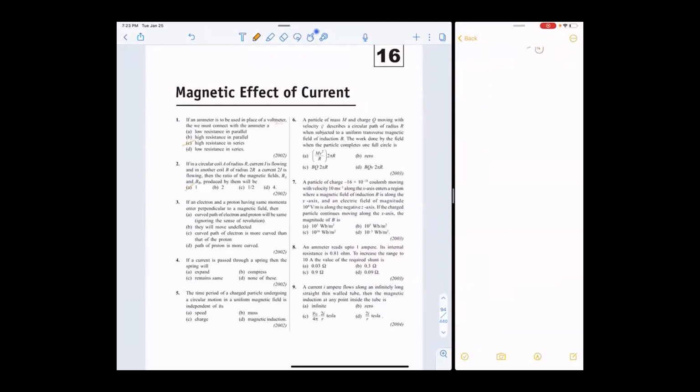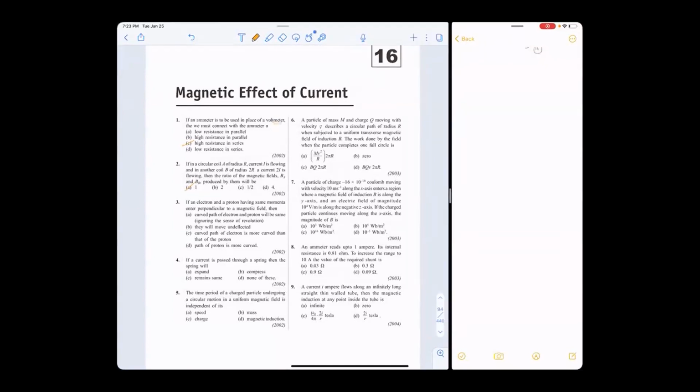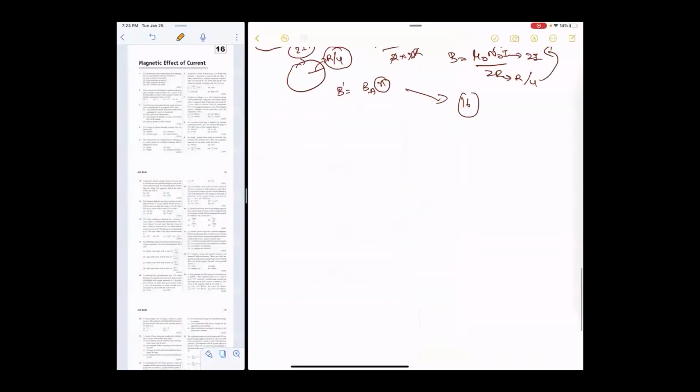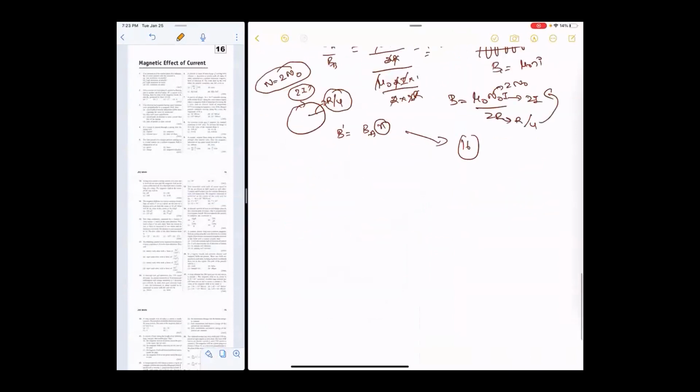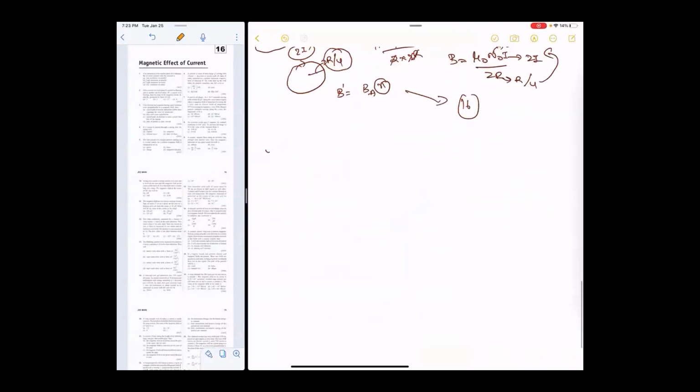If an electron and a proton having the same momentum enter perpendicular to a magnetic field, what will happen? He's asking: the curved path of electron and proton will be the same, or they will move undeflected, or the curved path of the electron is more curved than the proton's. So we'll have a general equation and then solve it. I might be going with wrong serial numbers here, but I'm giving it to you.